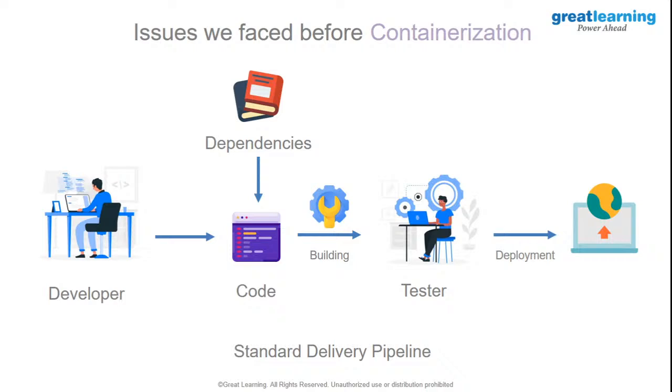This can be your servers, and inside of those servers we launch the software, and then we make it available to the public so the end users can start making use of it. So this is a very standard delivery pipeline. Now there are some issues that can occur with this standard delivery pipeline.